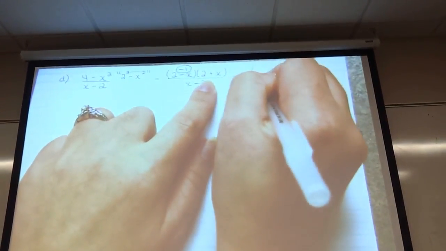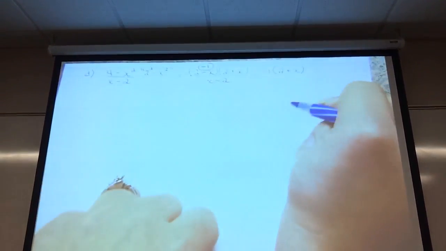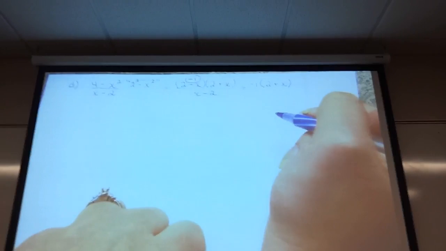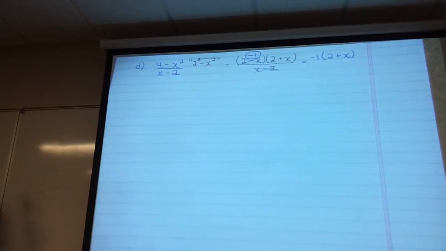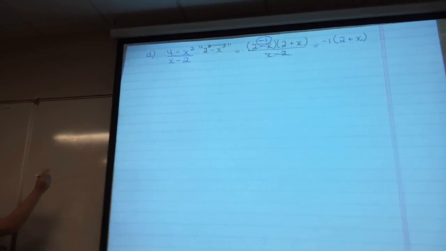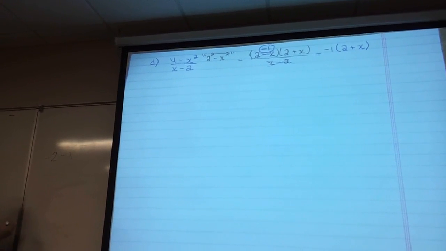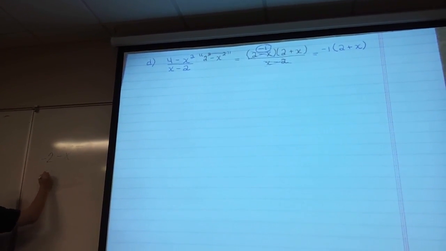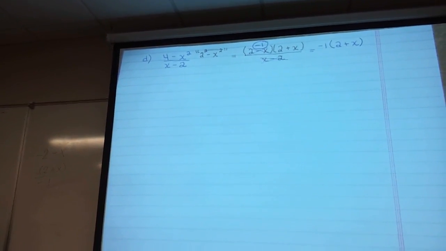and I have the 2 plus x. Do you have anything in the denominator? I put negative 1. If you put it over negative 1, that's fine. So let me show you all the different answers you could have. You could have that. You could actually distribute the negative and say negative 2 minus x. That's another possibility. You could write 2 plus x over negative 1. So there are lots of different ways you could represent it.